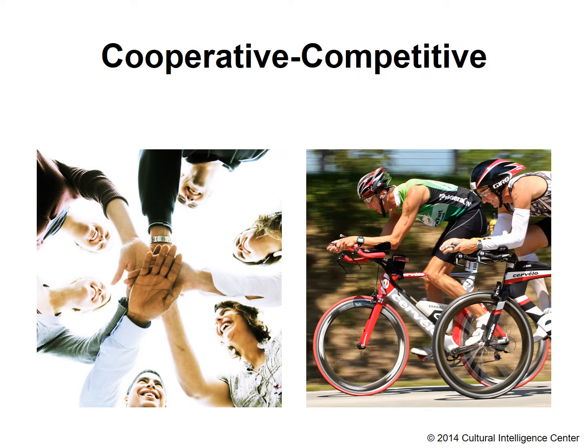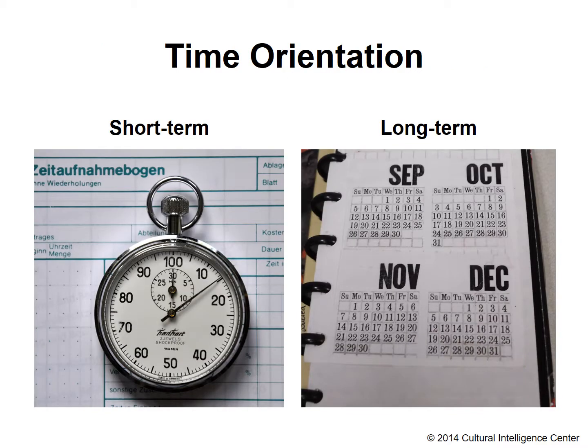Cooperative versus competitive. Cultures that are more oriented around being cooperative place a priority on nurturing, supportive, and collaborative relationships to get results. Cultures that are more oriented around being competitive are focused on achievement, success, competition, assertiveness, and results. Short versus long term. In short term, the emphasis is on immediate outcome, success right now. In long term, emphasis is on a long-term outcome, success later.